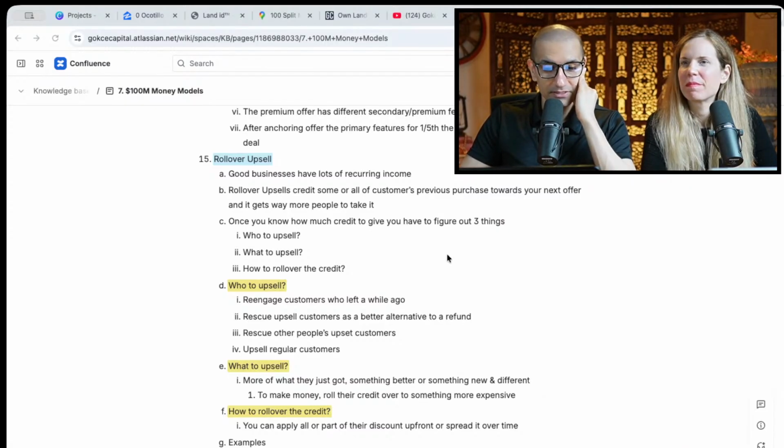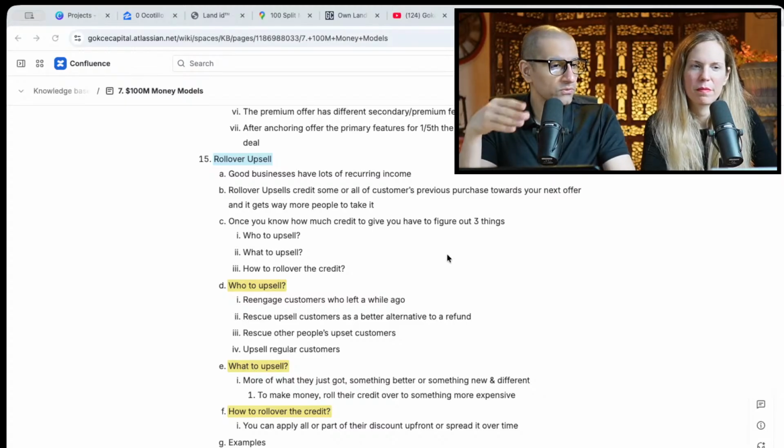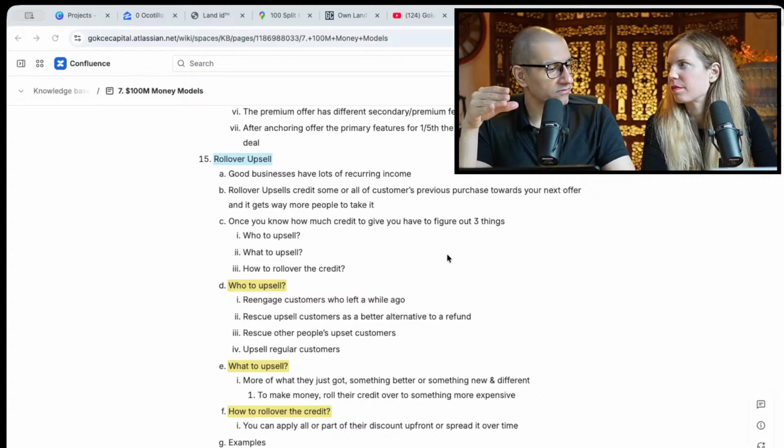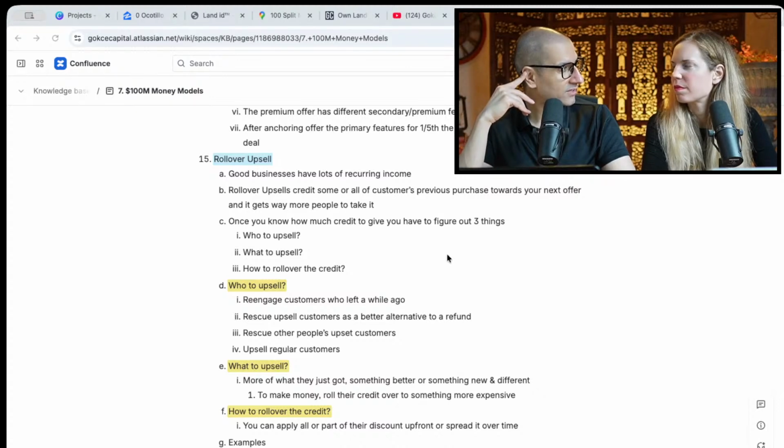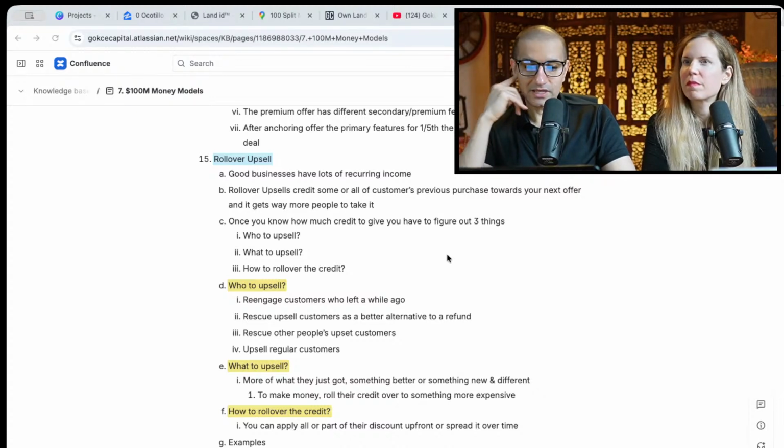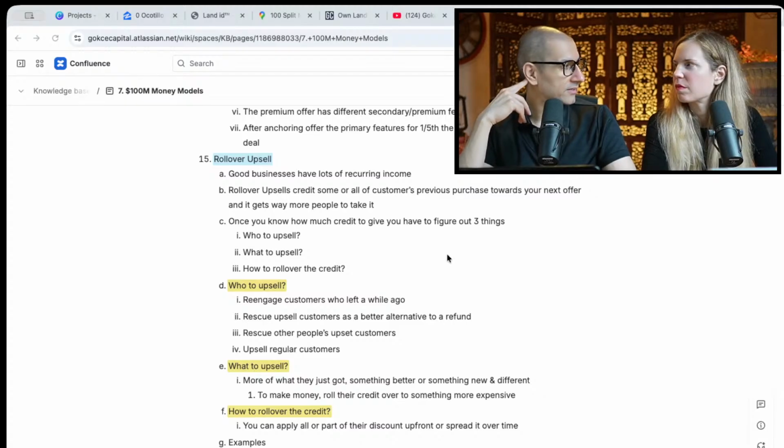So rollover upsell is essentially you credit some or all of customers' previous purchase towards your next offer, and it gets way more people to take it. So you sold like $500 worth of product or service, and you're like, well, I can just roll it over to the $5,000 one, right? He always starts with a story, and I didn't feel it was important, but the lesson from the story was that good businesses have a lot of recurring income.